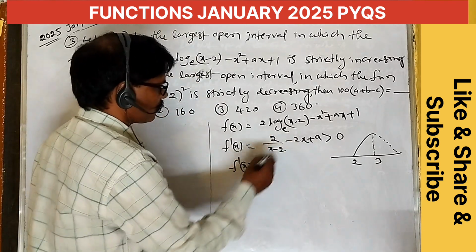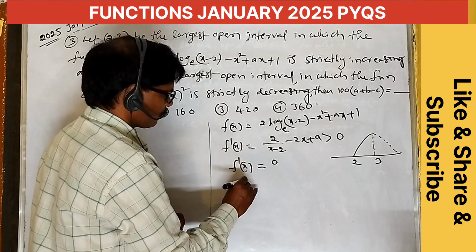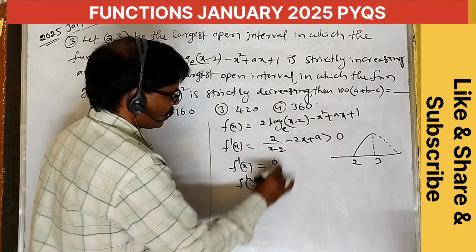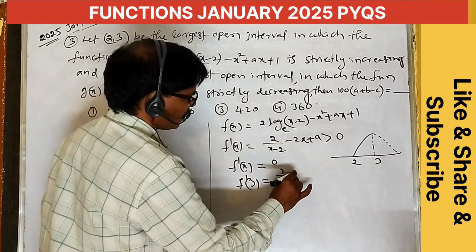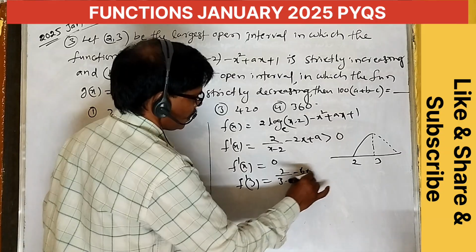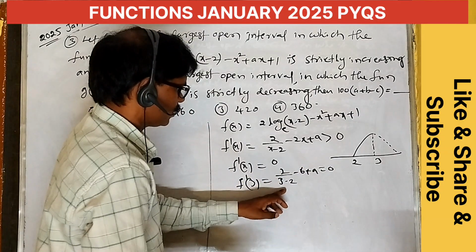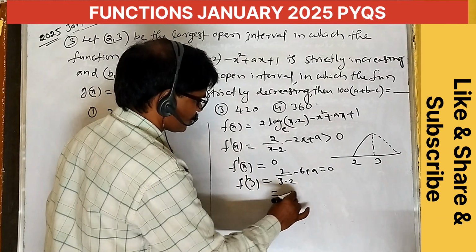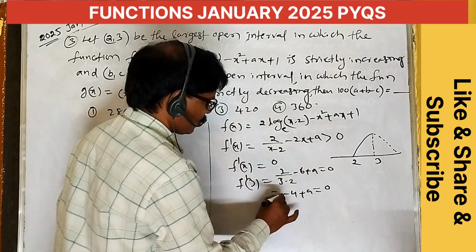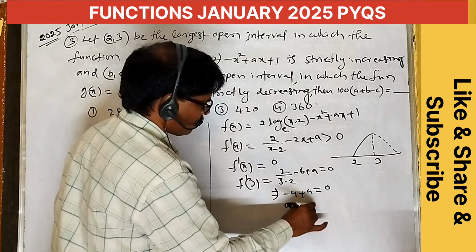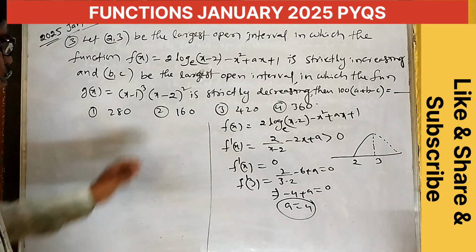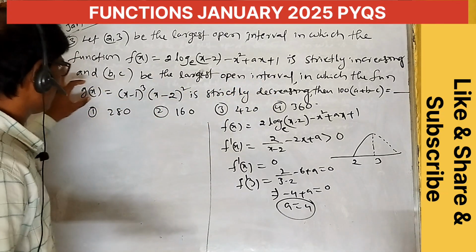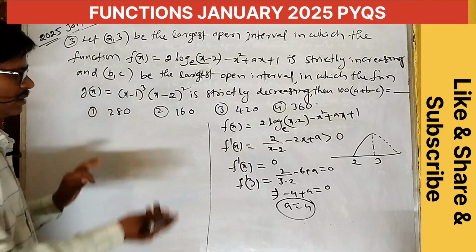F dash of x is equal to 0 here. F dash of 3 is equal to 2 by (3 minus 2) minus 2 into 3, which is 6, plus a equal to 0. So 2 minus 6 is minus 4 plus a equal to 0. What is the a value? a is equal to 4. Okay, you get the a value. Next, what are the b and c values? Next, another function, g of x is equal to this one. Okay, this also we differentiate.